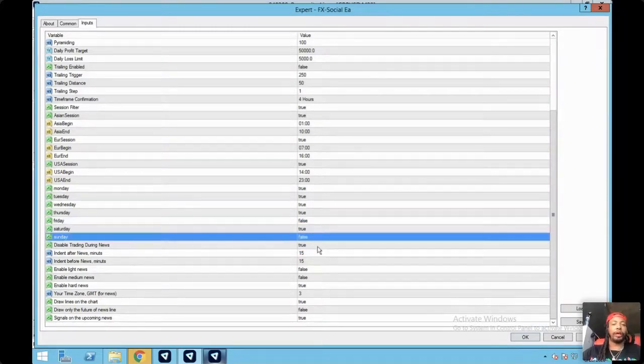And so when you do that, you don't have to worry about having open trades on Friday, and you don't have to worry about entering into a brand new market on Sunday. So you can have it trade from Monday to Thursday, and you'll be done. So that's the settings. I'll show you some of the results I got.